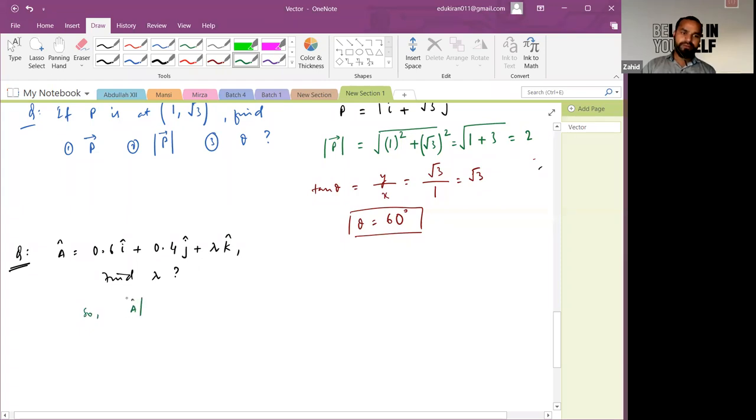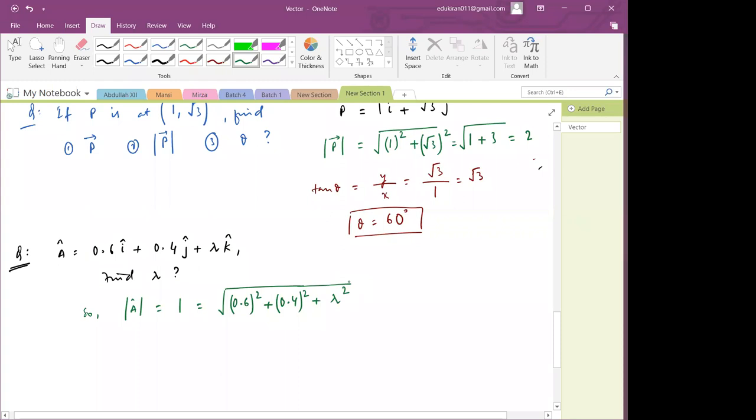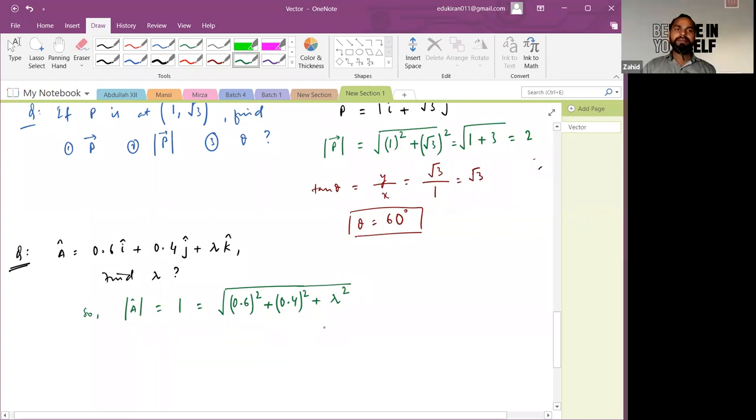So you'll say the mod of the unit vector will be 1, and it should be equal to root under x square, that is 0.6, y square, that is 0.4, and z square, that is lambda. Is it clear? Yes, sir. Okay, just take squaring on both sides and simplify it to get lambda. Try to solve.